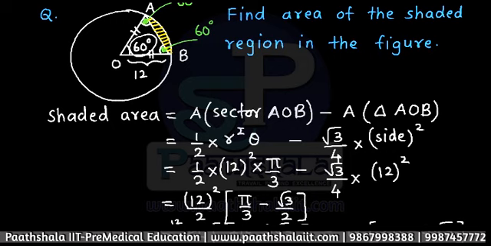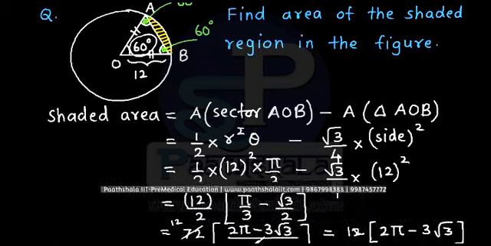So we can keep pi as it is, or we can convert into approximate decimals and get the final numerical answer also if required.